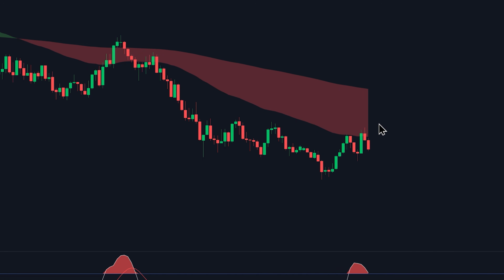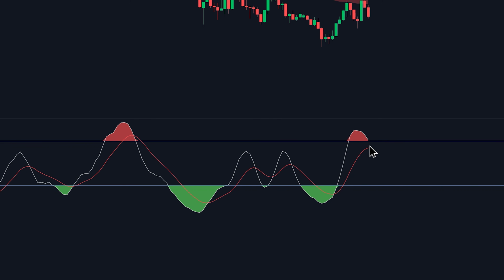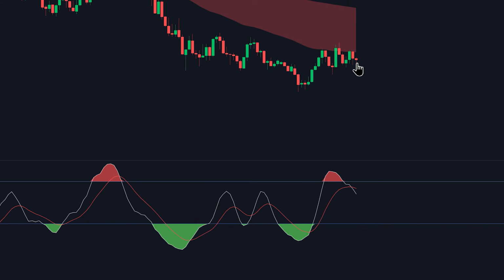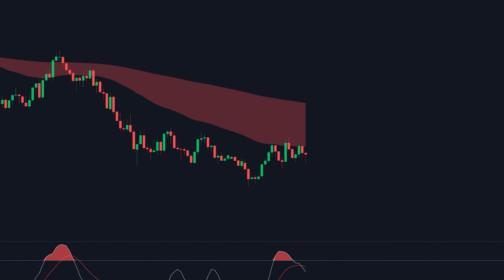Next, after the pullback, we want the stochastic oscillator to cross below this red EMA, and that crossover should happen below this upper band. If the crossover happens above, that setup becomes invalid. Last but not least, we want the crossover candle to be a bearish or a red candle like this one right here. If it happens to be a bullish or a green candle, we will have to skip that setup.